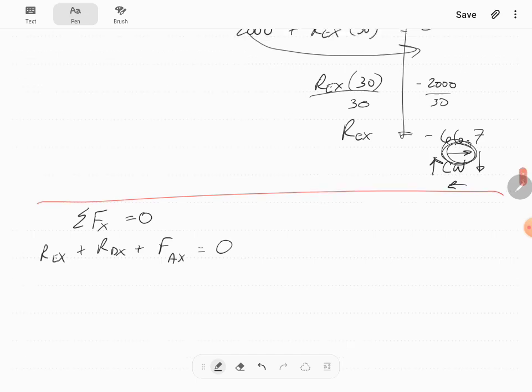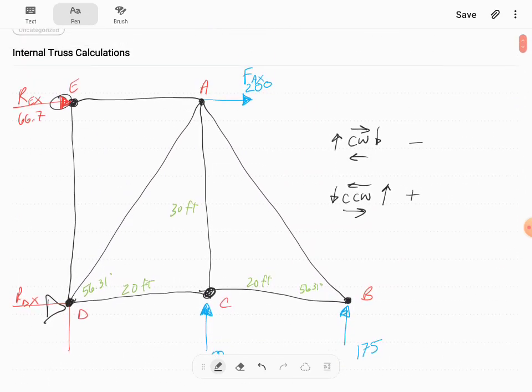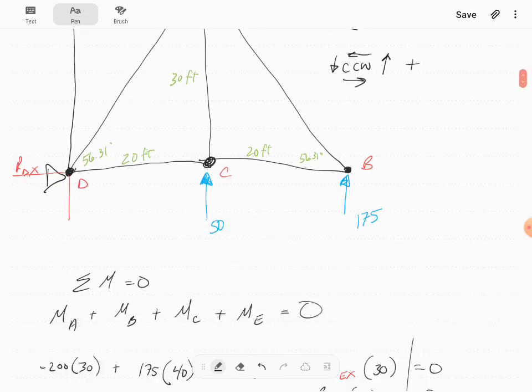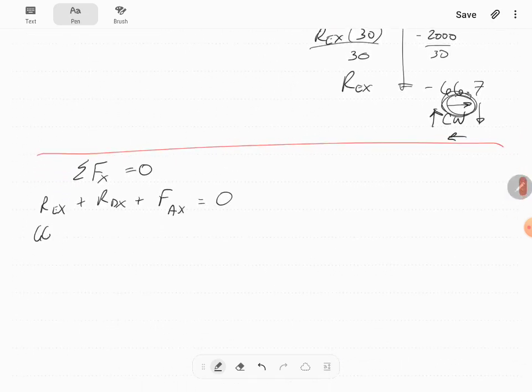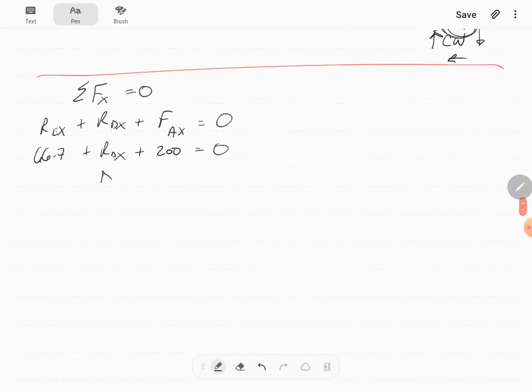How do you decide if it's positive or negative? It's not clockwise, counterclockwise anymore. If it points to the right, it's positive. And both E and A are positive. So we have a 66.7 plus RDX that we're going to find out plus our 200 is equal to 0. Okay, so RDX will be equal to, when I add those two together, 266.7, and cross the line, I have to change the sign. That is a negative 266.7, and because this is a simple X force, that means it points to the left.